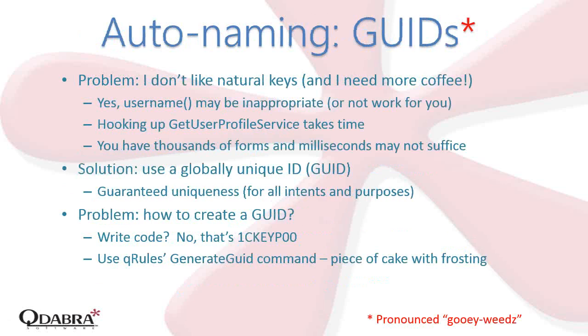The next approach is to use a GUID or GUIDs. And let's say, hey, I don't like natural keys because I need more coffee. And you say, well, username is inappropriate because I don't want to show who submitted the form. Okay, fine, I understand. Or maybe it's the fact that you have to get the user profile service because you've got an admin deployed form and you can't get the username. There's a couple of reasons why the natural keys may not be for you.